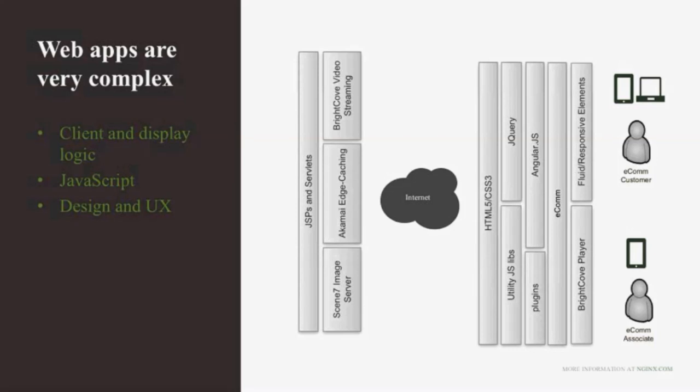Excellent. All right. So one of the things that you need to keep in mind when you're talking about web applications is that they're very complex. They incorporate all the client and display logic in the back end. You often have complex JavaScript. You have to incorporate a lot of design and user experience stuff. On the left is a context diagram of an e-commerce application that I built a couple years ago. And as you can see, there are many layers to the application, many components to it. And this was just the front end component that we built.